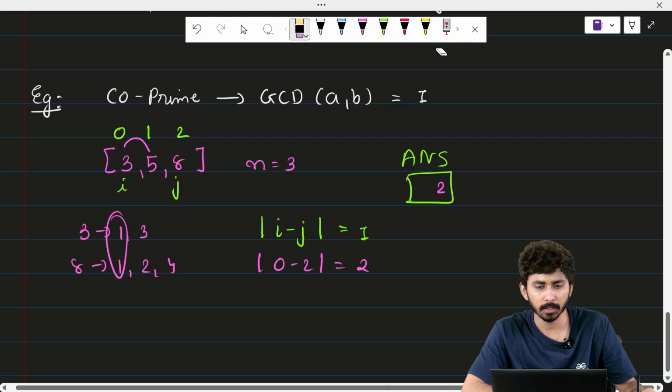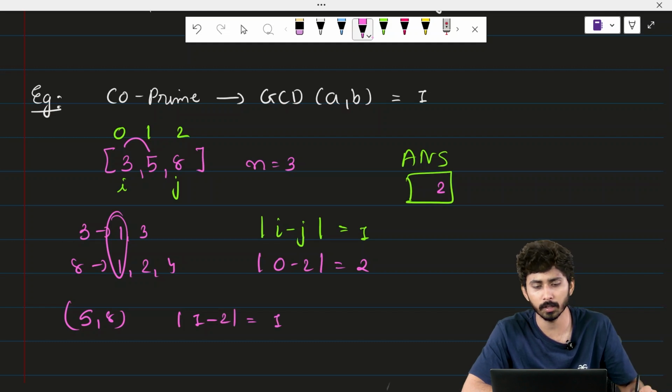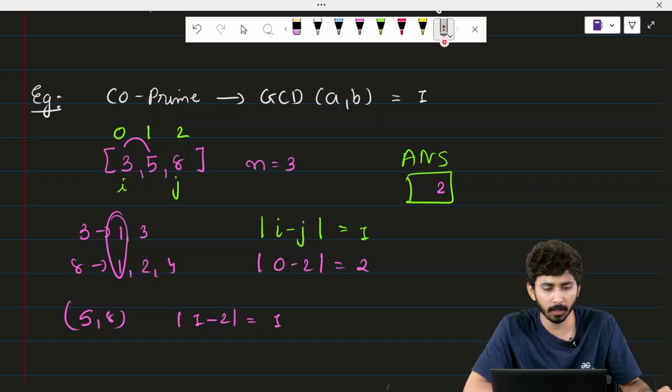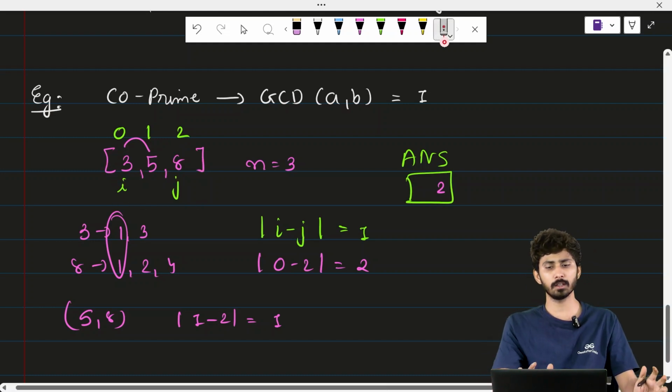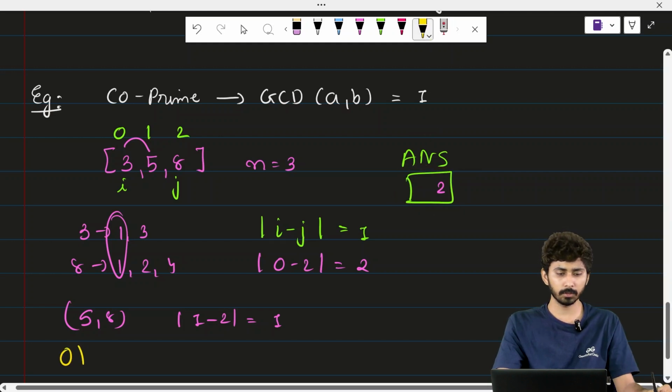Now let's take one more example. 5 and 8 also form a pair, but I don't think the difference of their indexes will be greater than 2. It is 1 minus 2, and you will be getting 1 over here. So the answer is already maximized. You got the elements 3 and 8, which are co-prime of each other, and the output comes out to be 2 in this scenario. So the output for this test case is equivalent to 2.